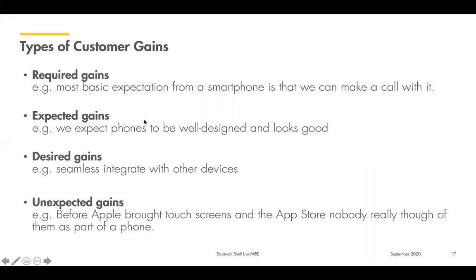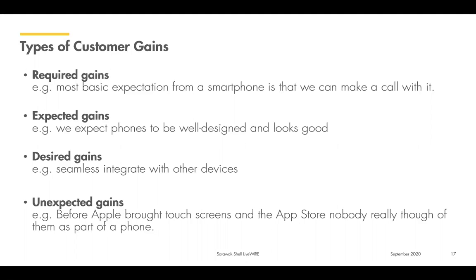Okay. So these are some examples of gains. Required gains are like the minimum expectation. If your product doesn't have this, the customer won't even bother to consider it. So the most basic examples are for smartphones: the most basic expectation is you can at least make a call with it, right? So that's like the minimum. The basic requirement is that it can do certain functions, maybe use the internet and all that. Then they also expect the smartphone to be well designed and look good. That's slightly extra that they would like when they make their consideration.